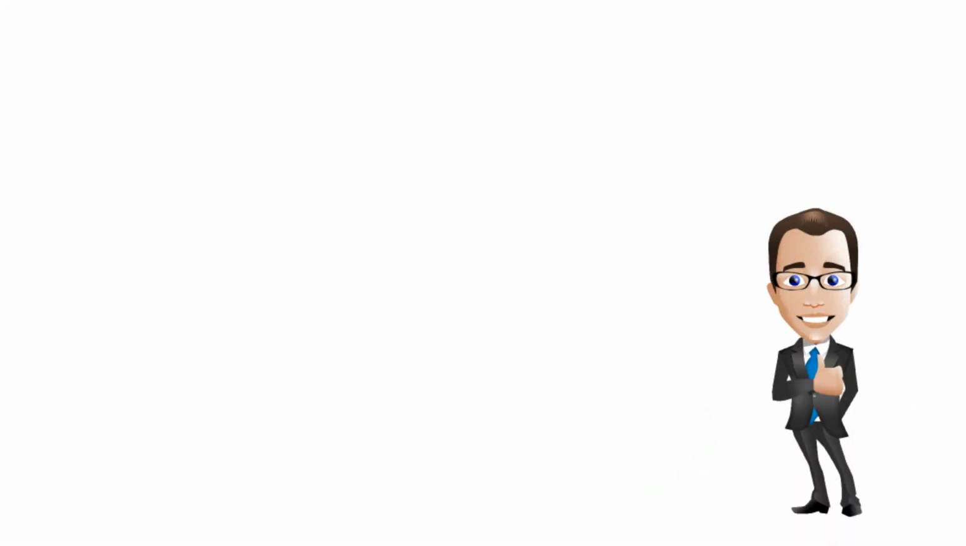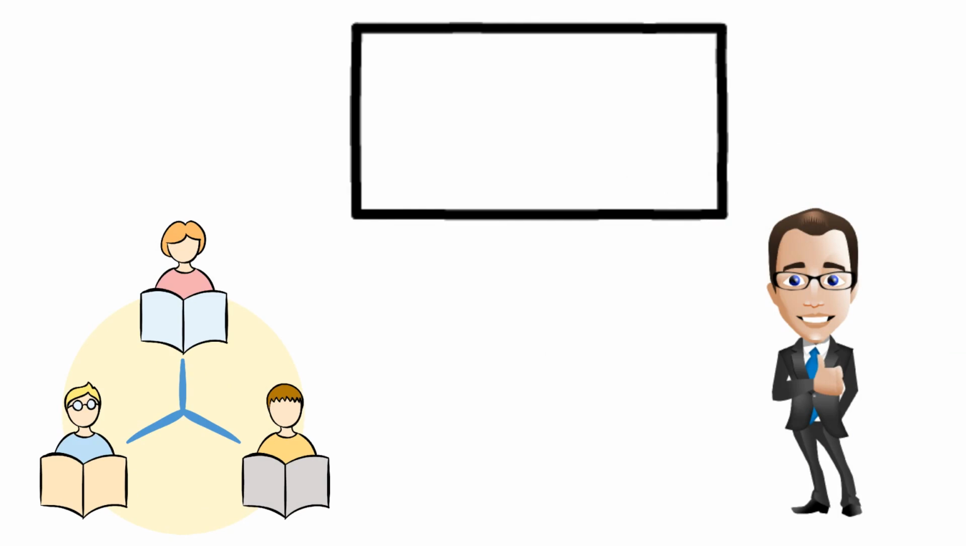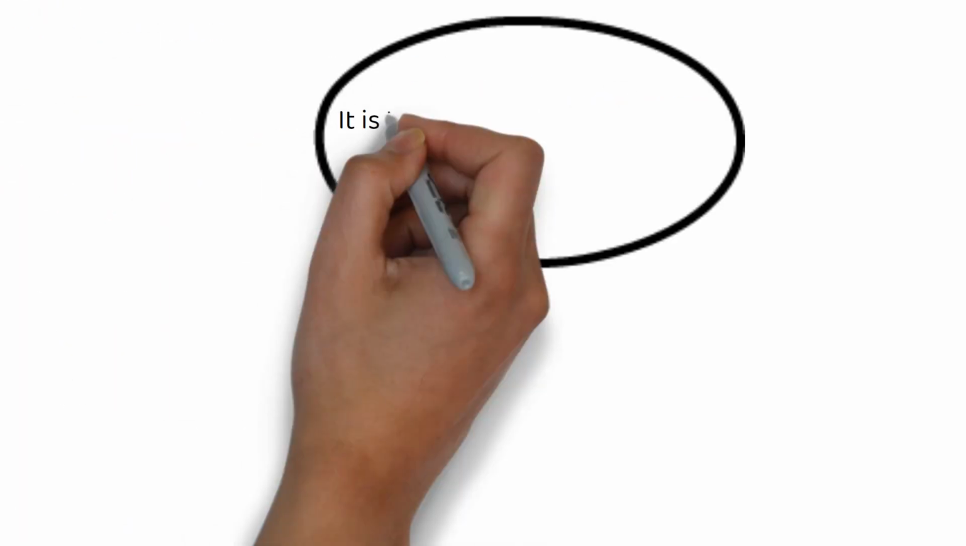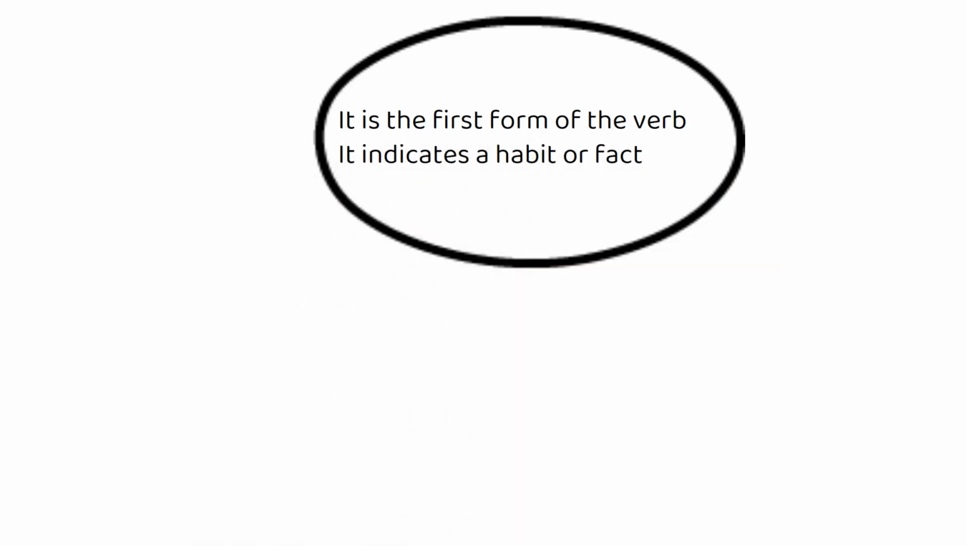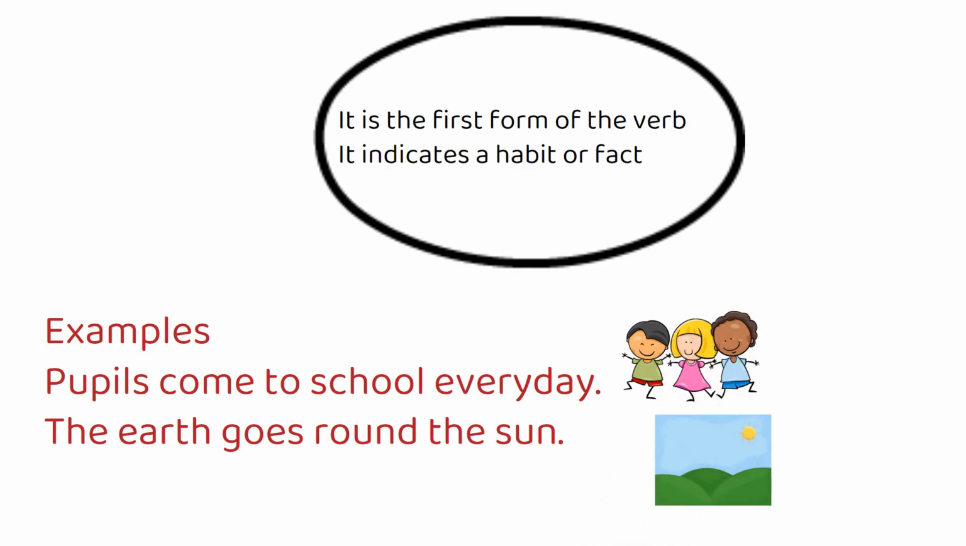Dear students, today we are talking about an important lesson in grammar: the present simple tense. It is the first form of the verb. It indicates a habit or fact. Examples: Pupils come to school every day. The earth goes round the sun.